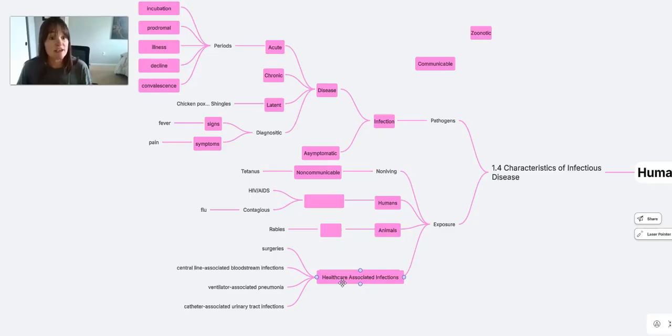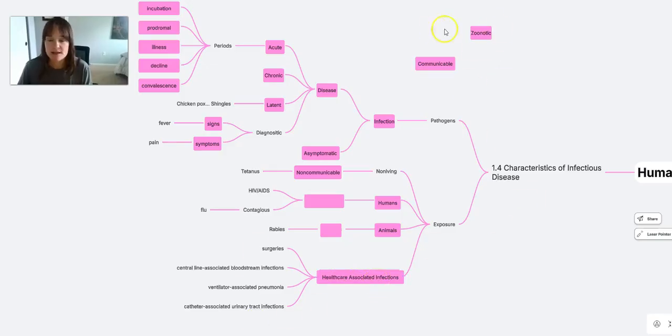So for healthcare associated infections, we've reached the end of the concept map. Let's talk about the four major ways the CDC identifies as how healthcare associated infections occur. Surgeries, central line associated bloodstream infections, ventilator assisted pneumonia, and catheter-associated urinary tract infections. So if you're going into healthcare, those are ones you want to pay extra special attention to avoid or to reduce the risk of healthcare-associated infections in patients undergoing those interventions.